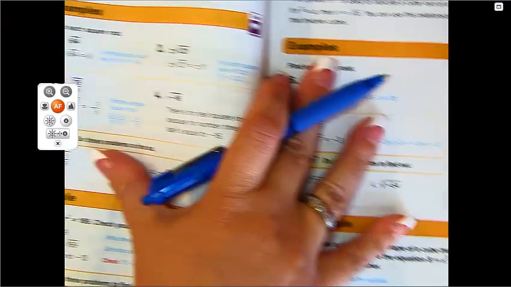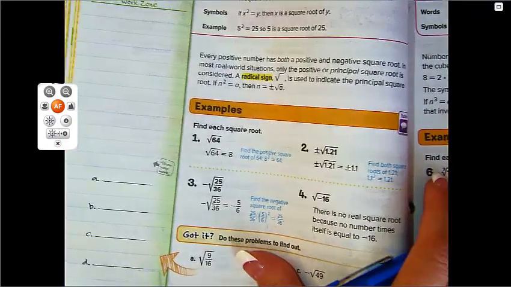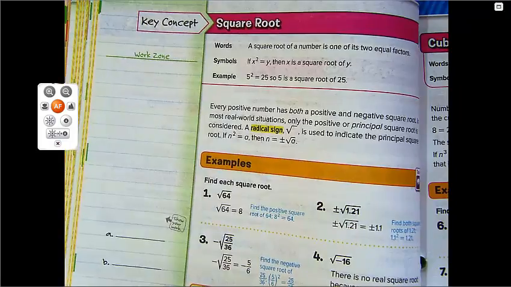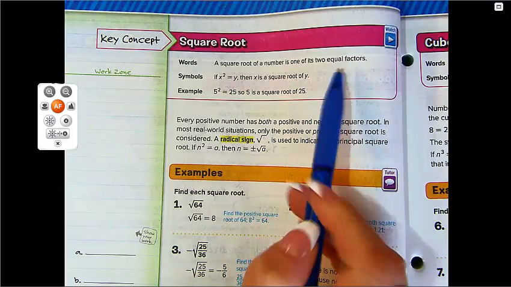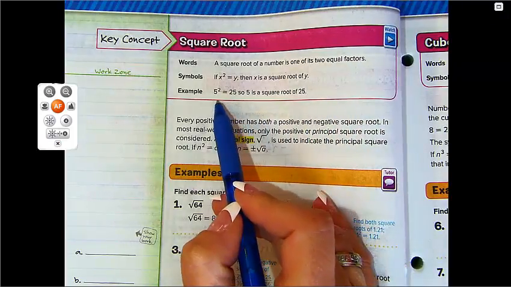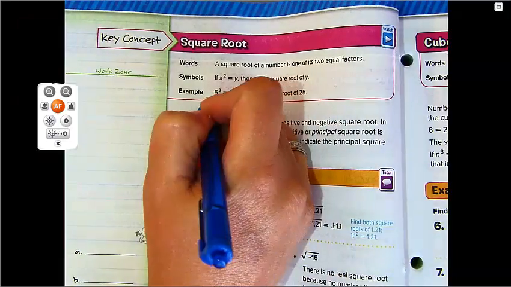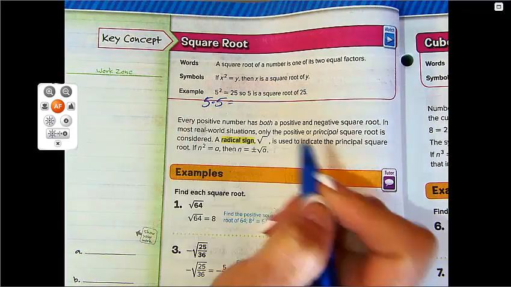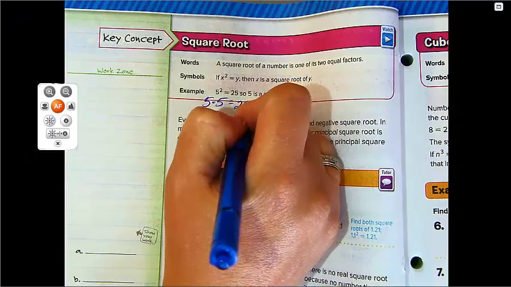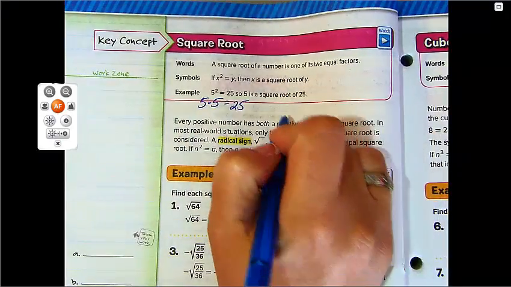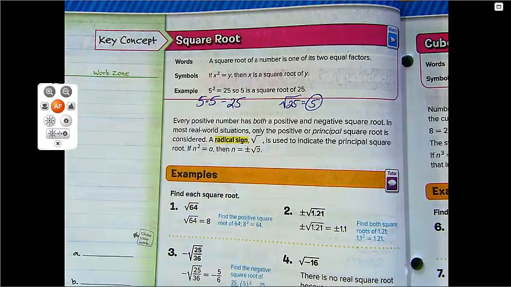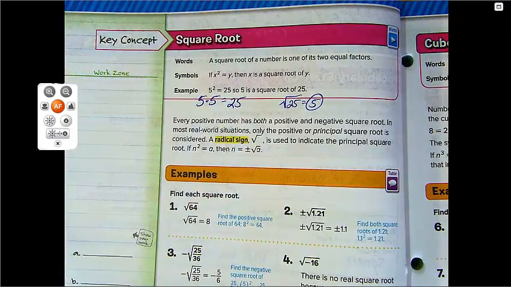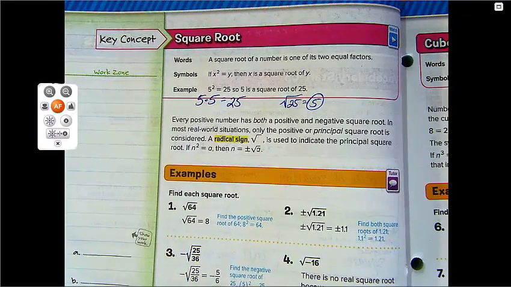All right, let's go on to page 72. And here's when we start talking about what a square root is. The square root of a number is one of its two equal factors. So for instance, 5 squared, if I take 5 times 5, because that's what 5 squared means, 5 times 5 is 25. So therefore, the square root of 25 is 5, because that is the factor that when I multiply it times itself, I get 25.